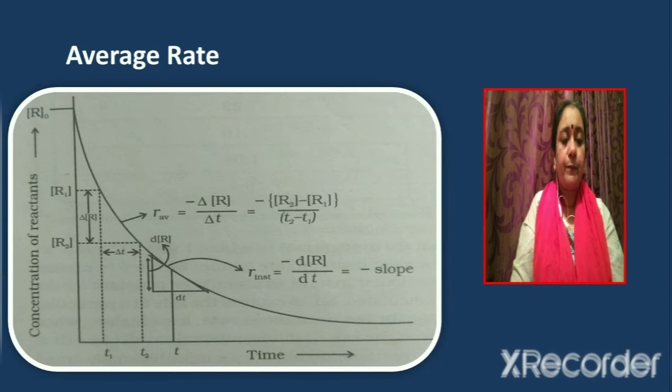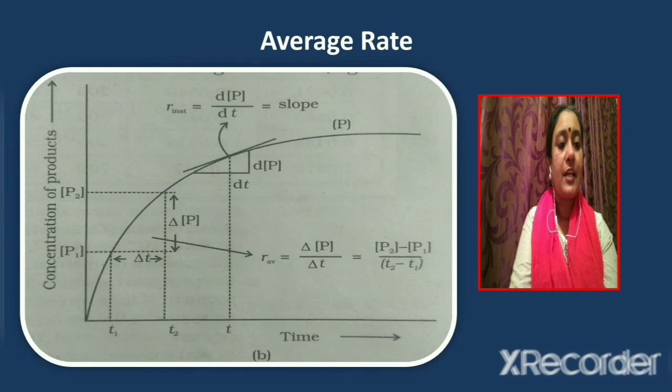Average rate. Average rate depends on the change in the concentration of the reactants or the products and the time taken for that change to occur. Average rate is given as equal to minus delta R by delta T, which is equal to minus of R2 minus R1 by T2 minus T1. R2 minus R1 will be negative, but we know that rate is a positive quantity. So the minus sign is introduced so that we can get rate as a positive quantity.